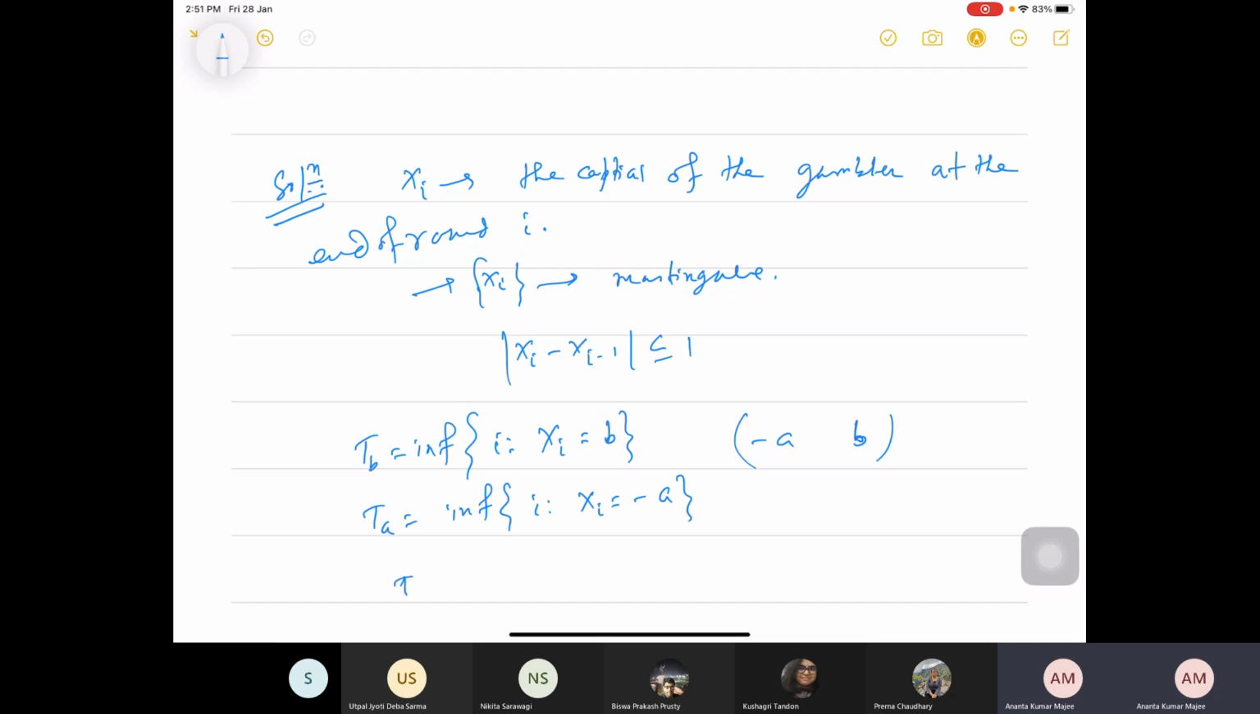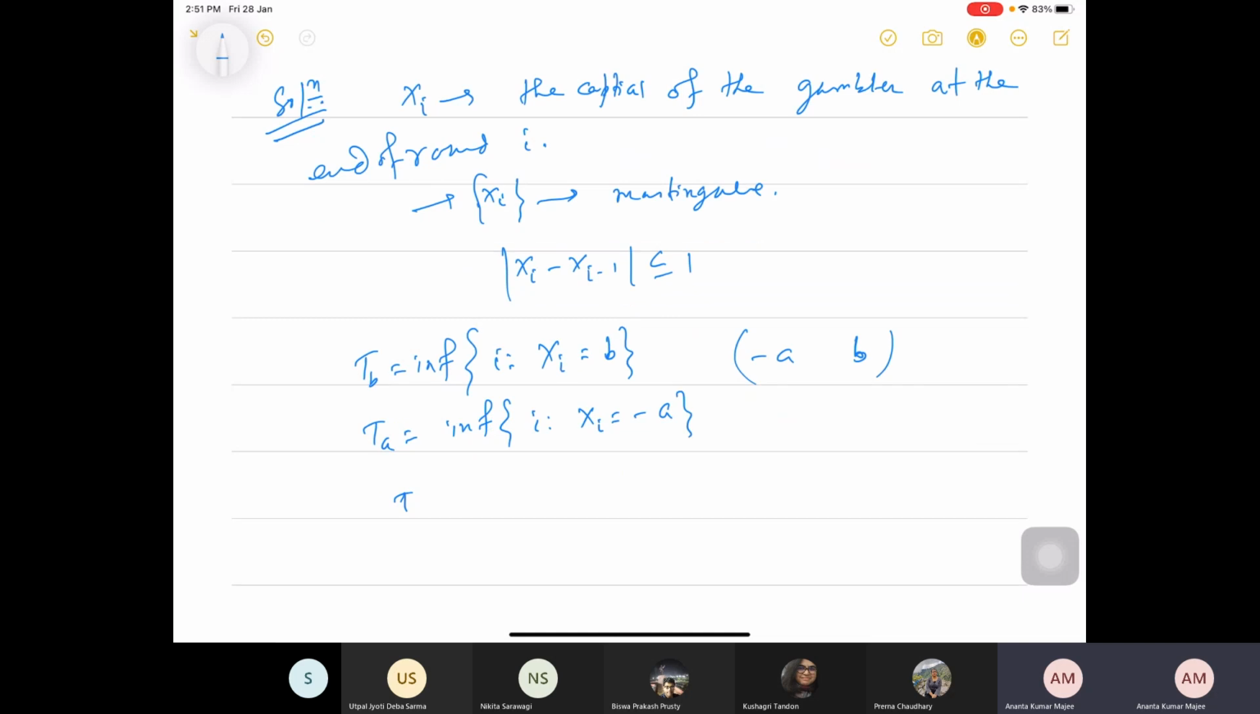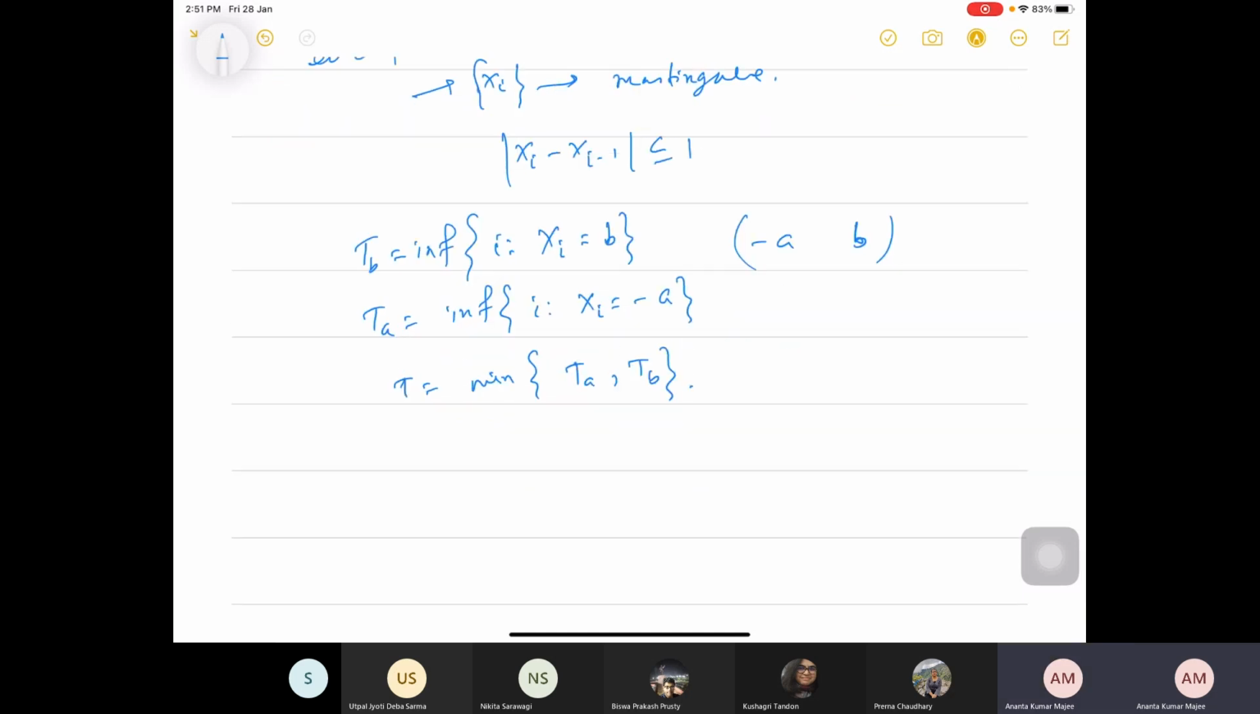And what will be my T? The gambler will stop playing if he reaches one of these. That means T is equal to the minimum of T_A and T_B. Then the expectation of T is finite. Suppose it is finite; actually, one can check it, it will be finite. Later on we will see what the expected value of T is. So suppose it is finite now, and then I can apply condition 3 of my previous theorem.